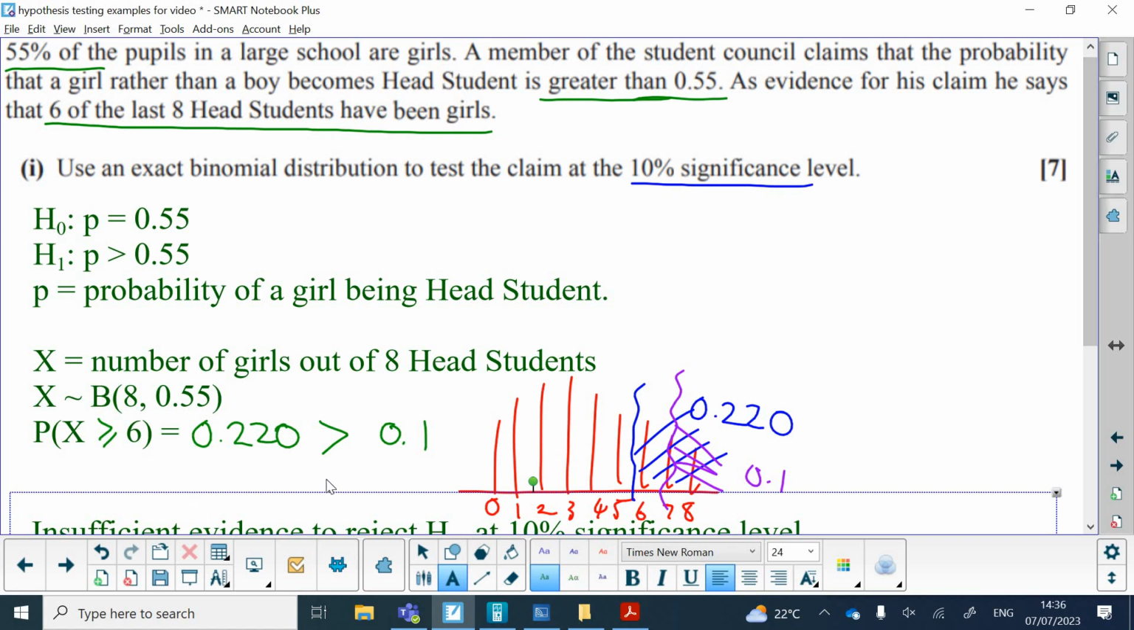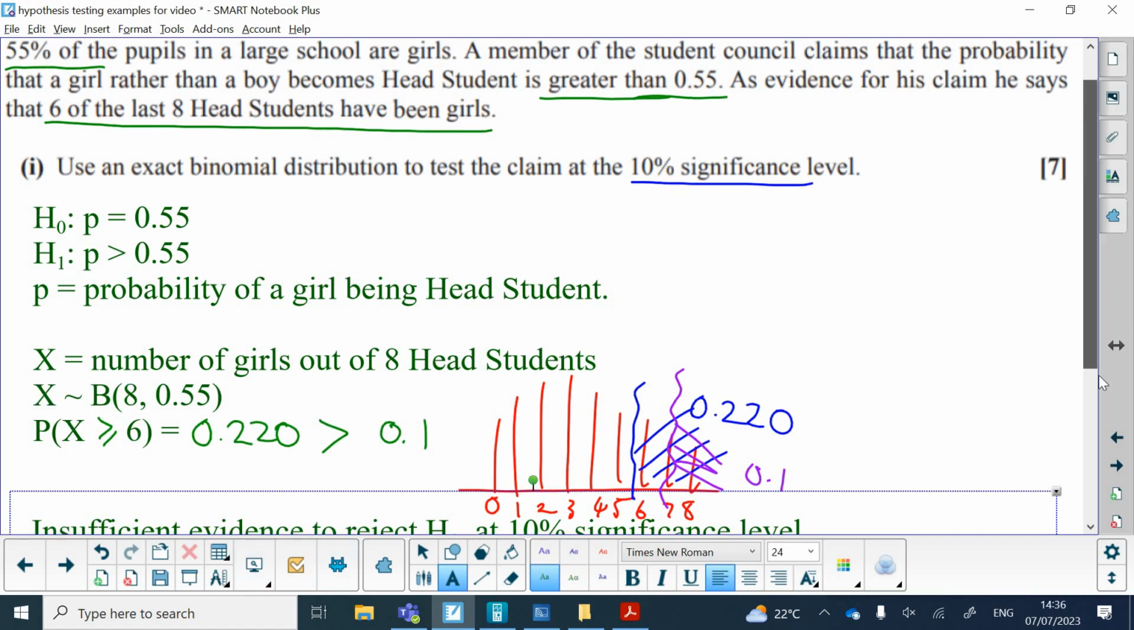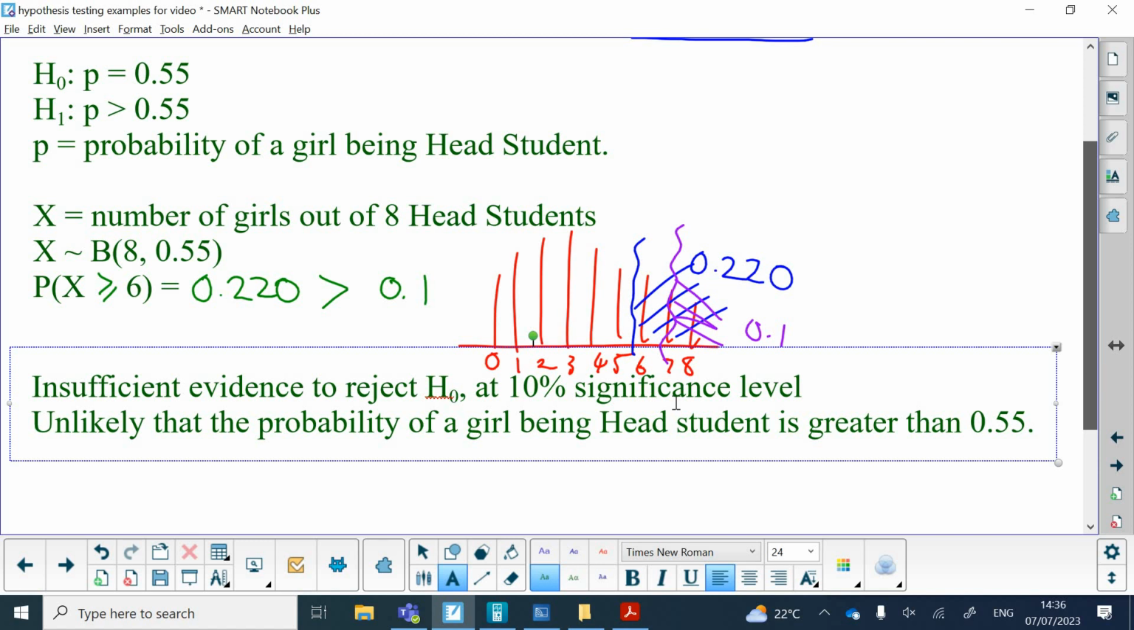Right. So it's very important that you make that comparison nice and clear. All of the steps I'm putting in are the least you should be putting down for any hypothesis testing. There's no need to put loads more either.